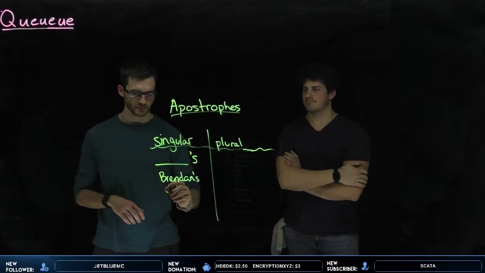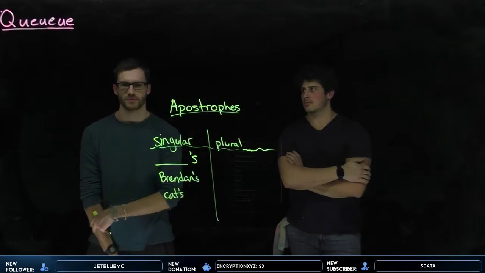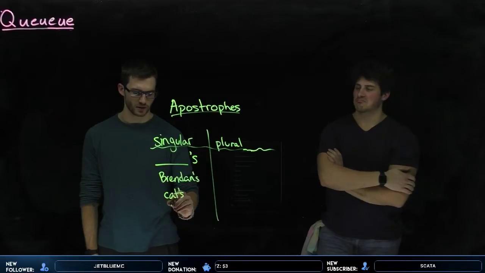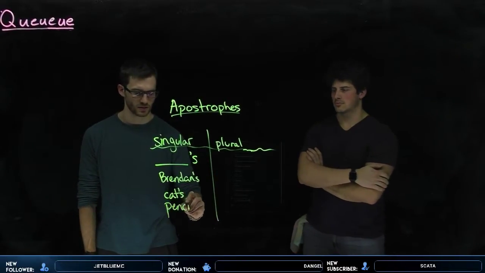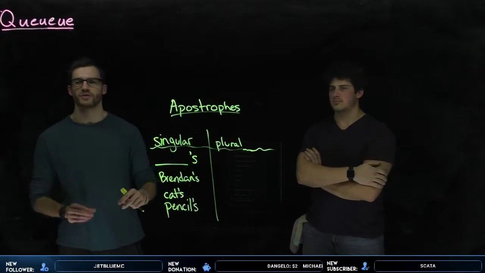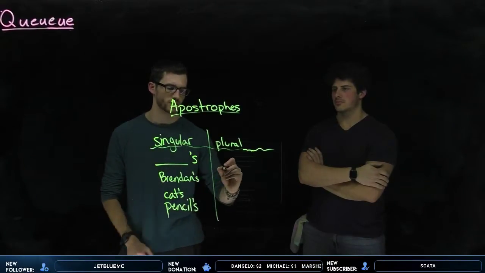Apostrophe S. It could be cats, like the domesticated animal, or the undomesticated animal. It could be the pencil's eraser, something like that. So all of those, just apostrophe S. That's very simple. Now, plural is harder, so we have two options. Number one.